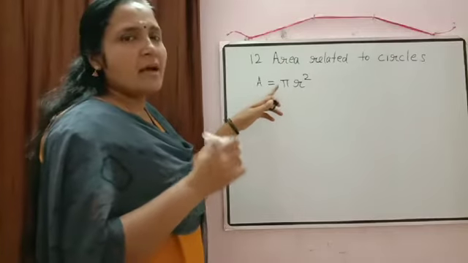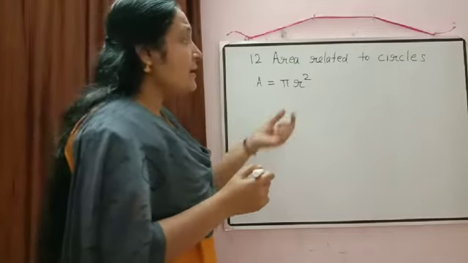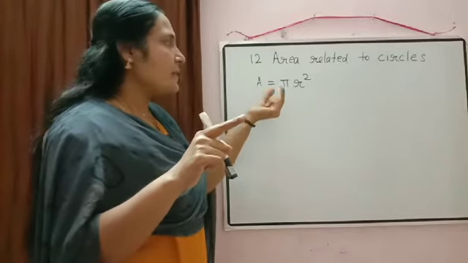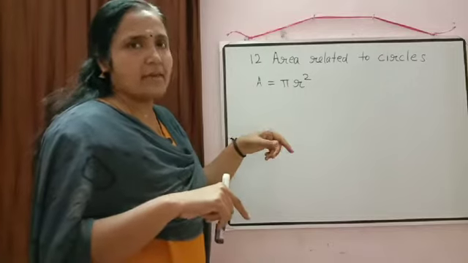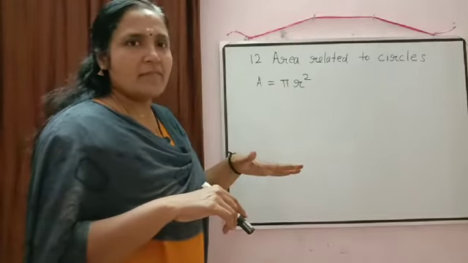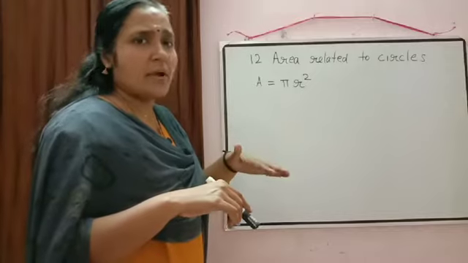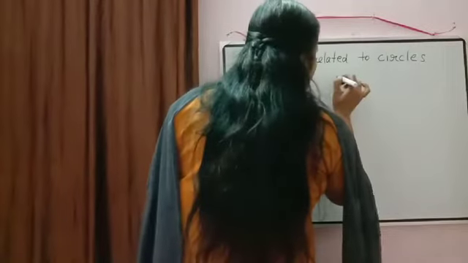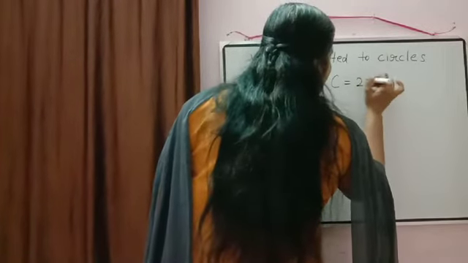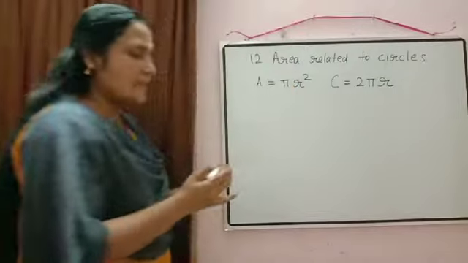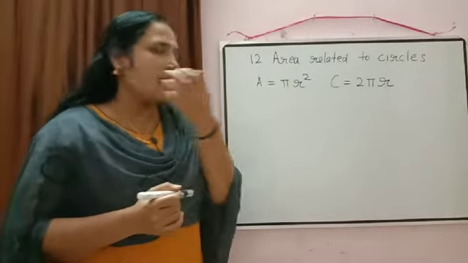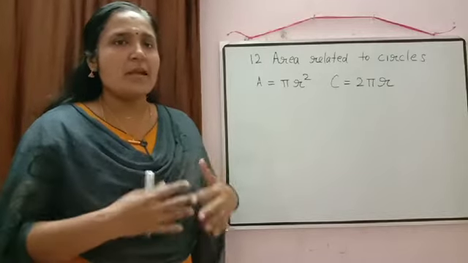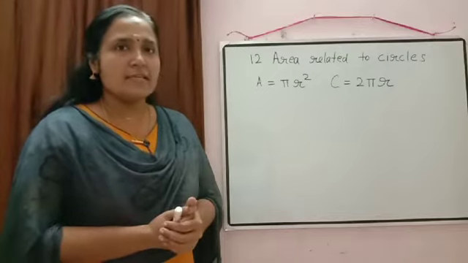And what is pi? The value of pi we will take according to the radius. If radius is a multiple of 7, then we will take pi equal to 22 by 7. And if radius is not a multiple of 7, then we will take pi equal to 3.14. That will depend on the question. Circumference of the circle is given by 2 pi r. These two formulas you already know. Today we will discuss some questions based on these two formulas.